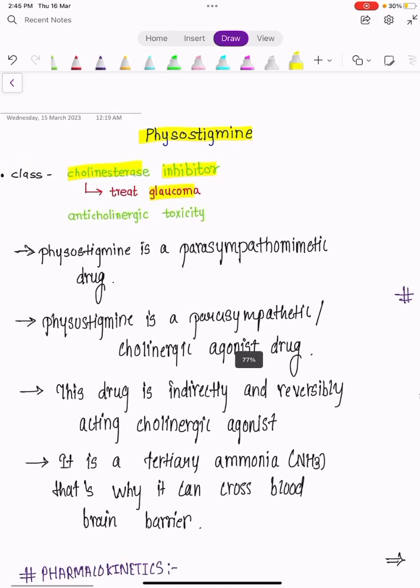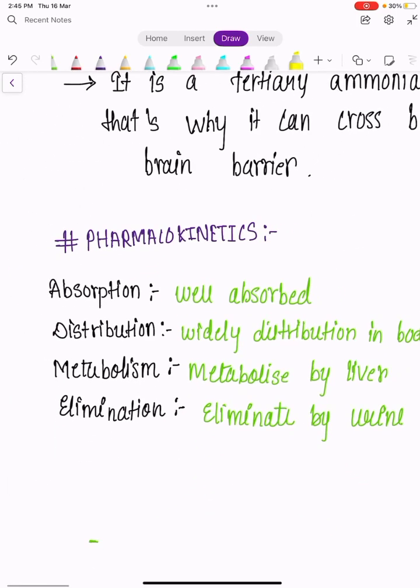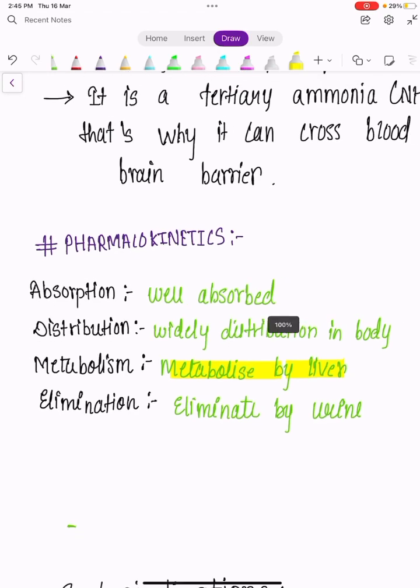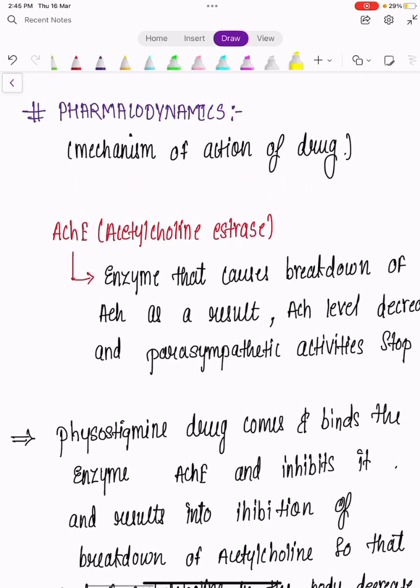Moving forward to the pharmacokinetics of physostigmine. Physostigmine is well absorbed in the body. It is widely distributed in the body, it is metabolized by the liver, and it is eliminated in the urine. Moving forward to the main part of this video, that is the pharmacodynamics of physostigmine.